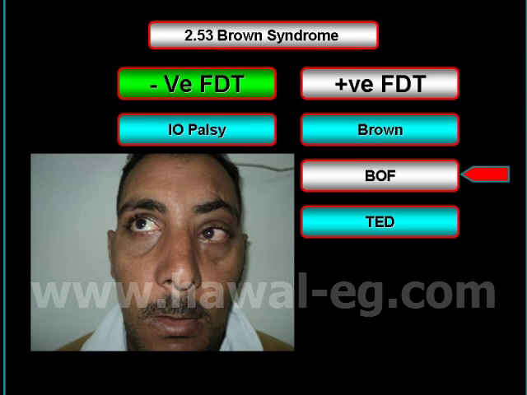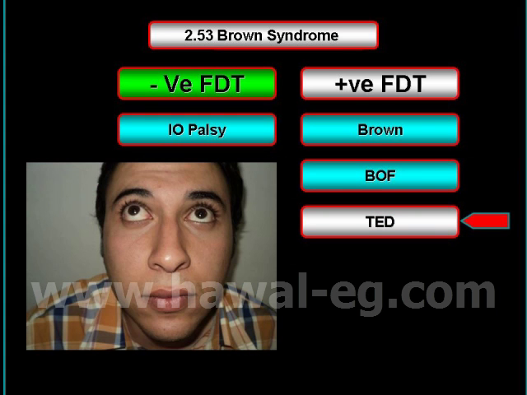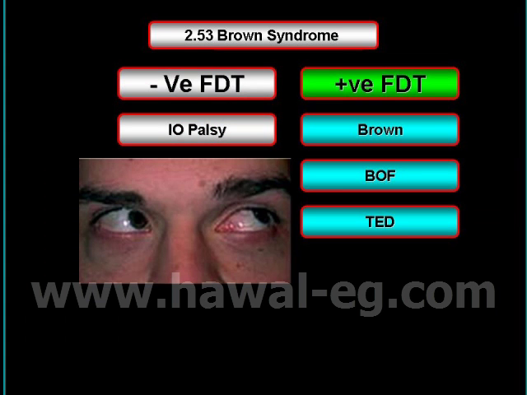In blowout fracture, restriction of elevation is usually not limited to adduction, but exceptions may occur. In endocrine myopathy, elevation is limited from all gaze. If the forced adduction test is negative, this indicates the presence of inferior oblique paralysis, which is a very rare condition.